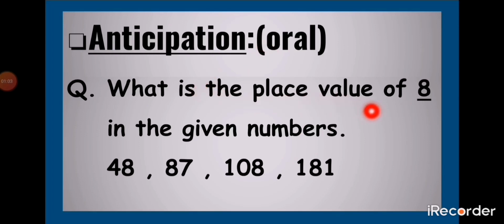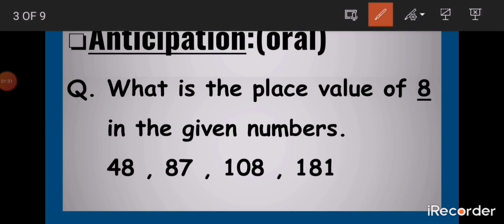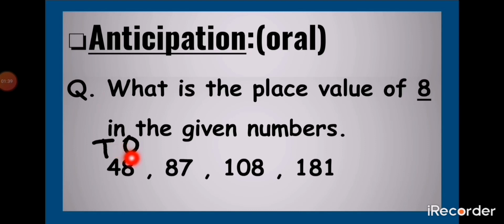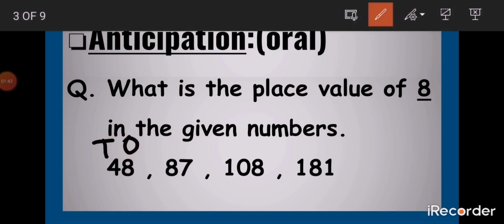Anticipation. What is the place value of 8 in the given numbers? Here are some 2-digit and 3-digit numbers, and we have to find out the place value of 8 in each of these numbers. Now look at the first number. It's 48. First we put the place value on both digits. We always start from the right side, and on the right side digit we put O for ones. The second digit is 4, and its place value is tens, so we write T for tens. So this number has 4 tens and 8 ones, and the place value of 8 in this number is 8 ones.